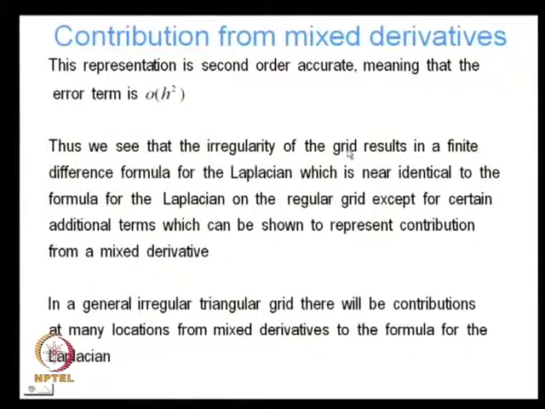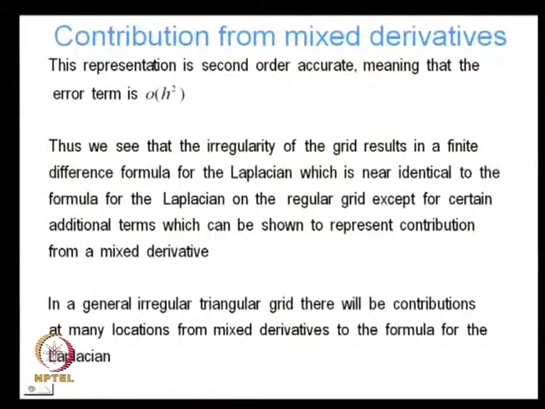Thus, we can see that the irregularity of the grid results in a finite difference formula for the Laplacian which is near identical to the formula for the Laplacian on the regular grid, except for certain additional terms which can be shown to represent contributions from a mixed derivative, right. So, this is for a really simple irregular grid, but in a general irregular grid, there will be contributions at many locations from mixed derivatives to the formula for the Laplacian, right. There will be lots of contributions from mixed derivatives, right.